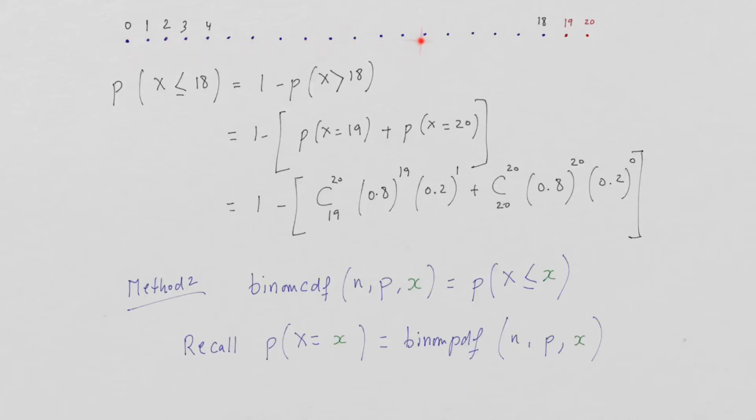Why compute all these blue dots when you can do 100% minus these two? I put them in red. So the probability that x is less than or equal to 18, which is these blue dots, is just 100% or 1 minus the probability that x is more than 18. You can also say 1 minus the probability that x is greater or equal to 19. This is the same thing. More than 18, strictly more than 18, is greater or equal to 19, which means basically these two dots.